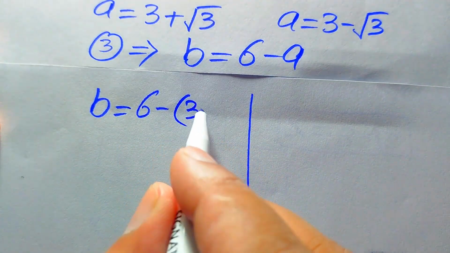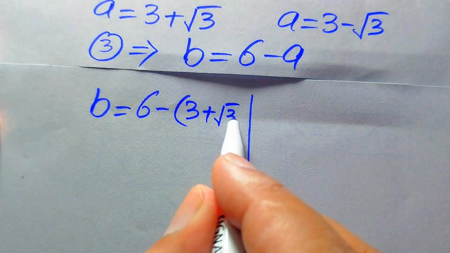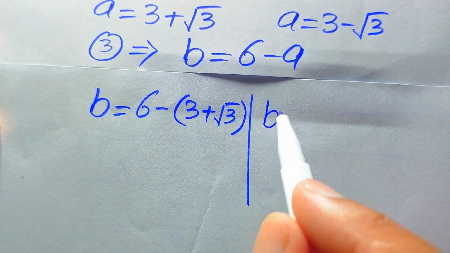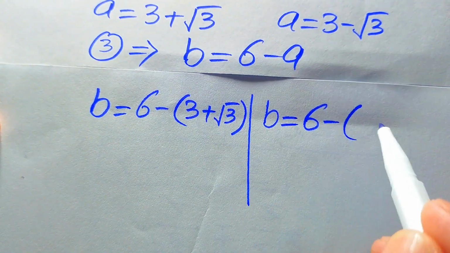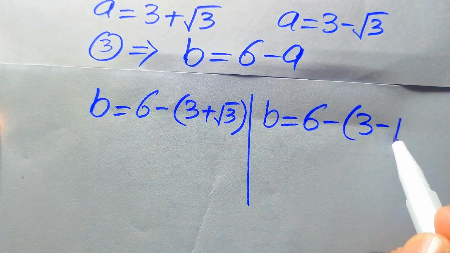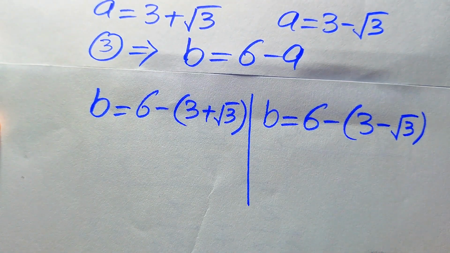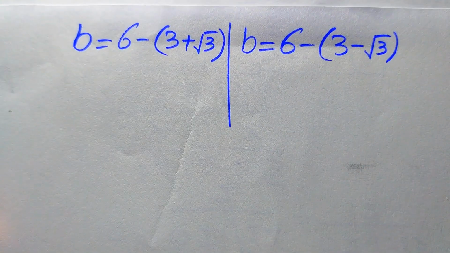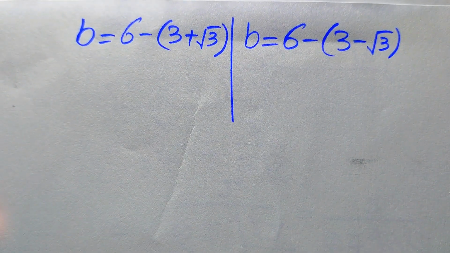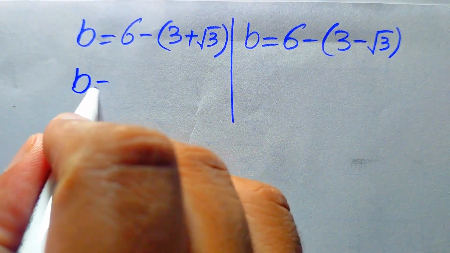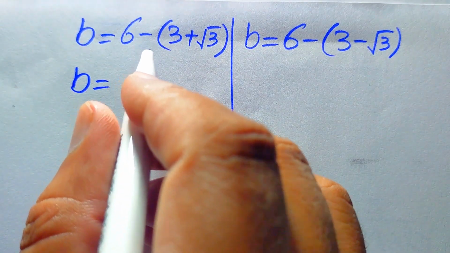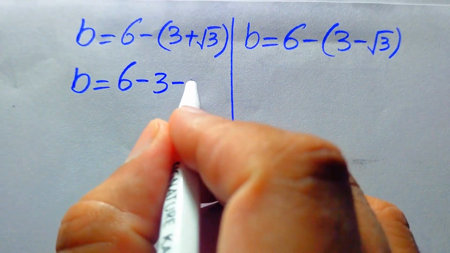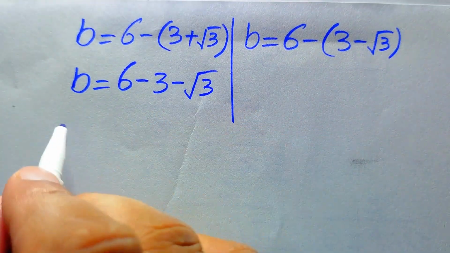So in this side we put this value of a, and we get b is equals to 6 minus a. The value of a is 3 plus square root of 3. Similarly, in this side we put this value of a, and we get b is equals to 6 minus a, and our a is equals to 3 minus square root of 3. So we simplify both of these two equations and we get the values of b. So we have here, we multiply this negative sign on both of these two values, and we get minus 3 minus square root of 3.